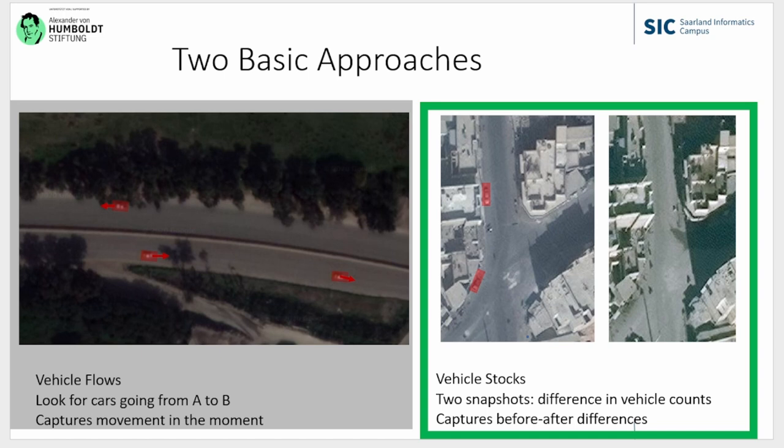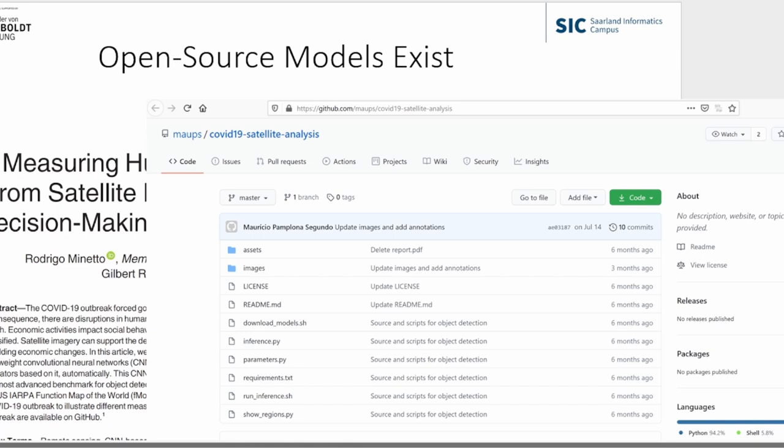In terms of actually detecting cars, there's existing work out there, so you don't have to reinvent object detection and computer vision. What we are using at the moment, for this preliminary analysis, was done in this paper related to analyzing COVID-19. And the people were kind enough to put their model and everything on GitHub. So this was, of course, very helpful.